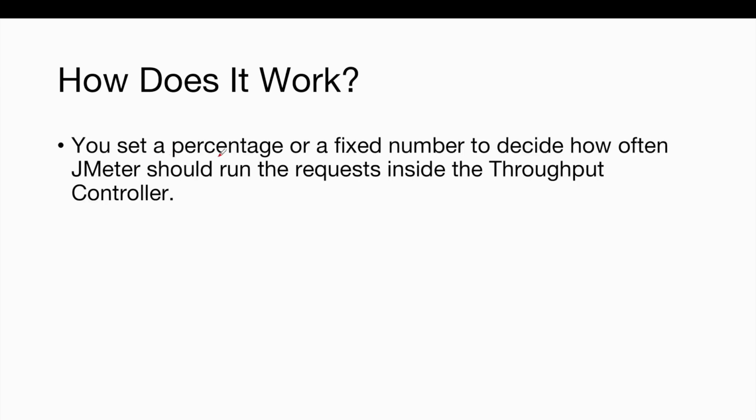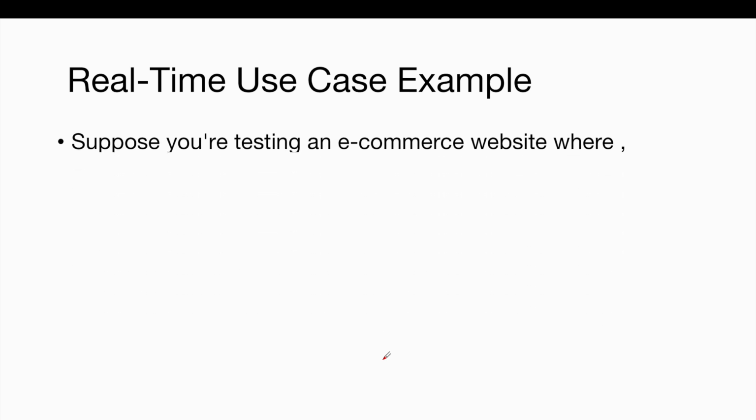You set a percentage or a fixed number to decide how often JMeter should run the request inside a throughput controller. Shortly we will look into where we can set the number and percentage, but remember we can set the percentage or a fixed number to decide how many times you want to run certain request. Now let us understand with a real time use case example.